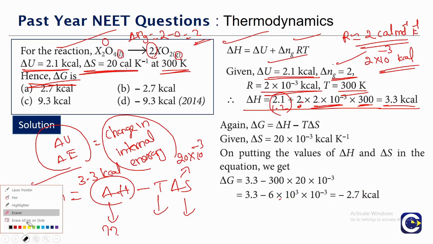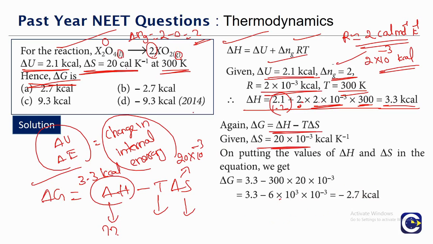Delta G, Gibbs-Helmholtz equation, right? Delta G is equal to delta H minus T delta S. Delta S is 20 calories per Kelvin, but we have to change it into kilocalories, so it will be 20 into 10 power minus 3 kilocalories per Kelvin. Then we just substitute. Delta H is 3.3 kilocalories, minus T delta S. The temperature is 300, into delta S, 20 into 10 power minus 3.